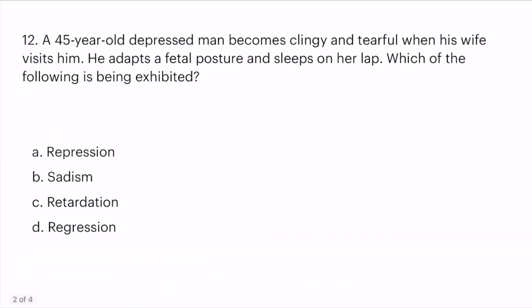So, next is psychiatry. A 45-year-old depressed man becomes clingy and tearful when his wife visits him. He adopts a fetal posture and sleeps on her lap. Which of the following is exhibited? Repression, sadism, retardation, regression. So, from the given features, it looks like regression.